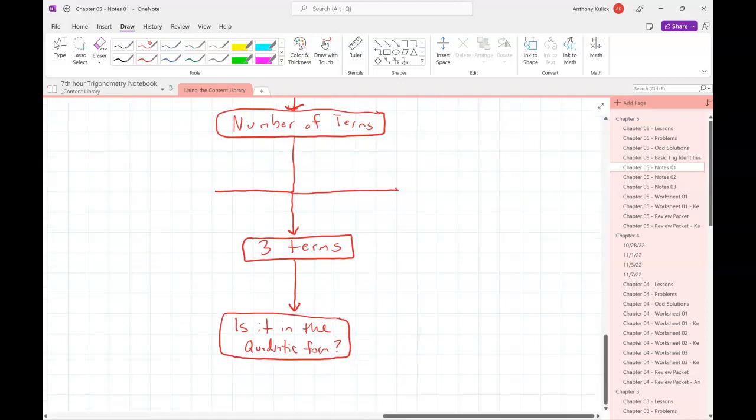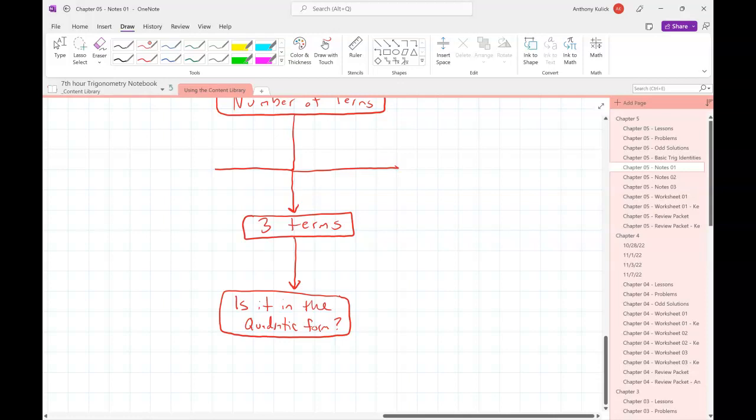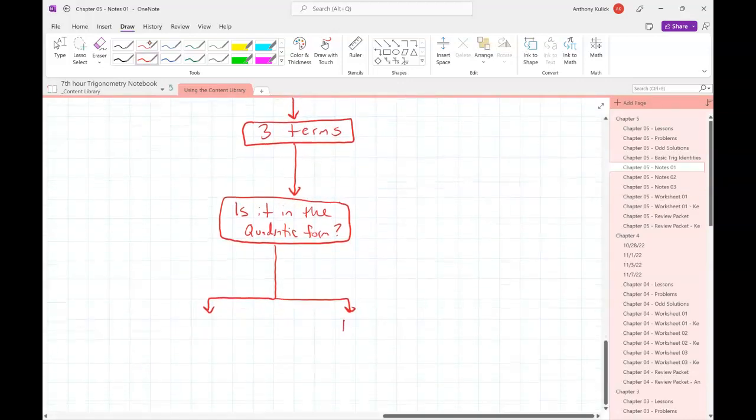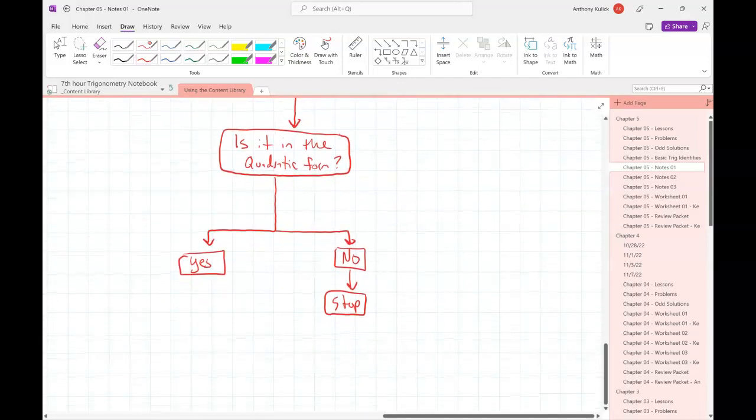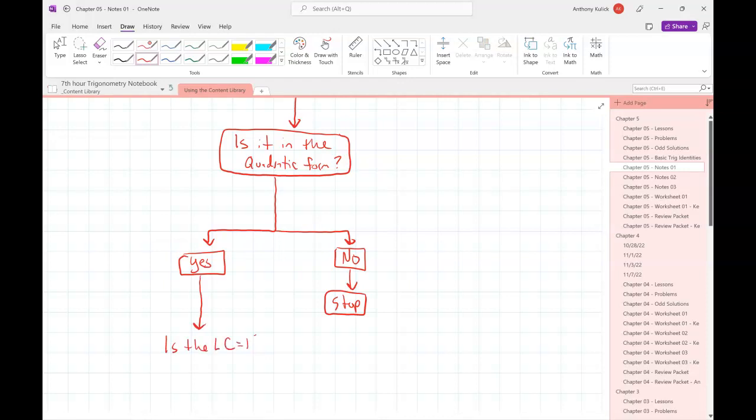The first thing we're going to check, if it's got 3 terms, is that it's in the quadratic form. If it's got 3 terms and it's not in the quadratic form, then there's nothing we know how to do. We're just going to stop. If the answer is yes, then we have to look at the next thing. The next thing we want to check is to see if the leading coefficient, I'm abbreviating that LC, is equal to 1. You remember what the leading coefficient is?